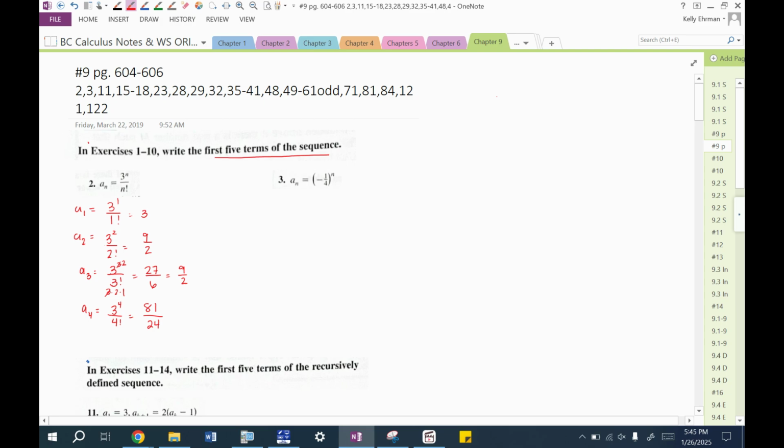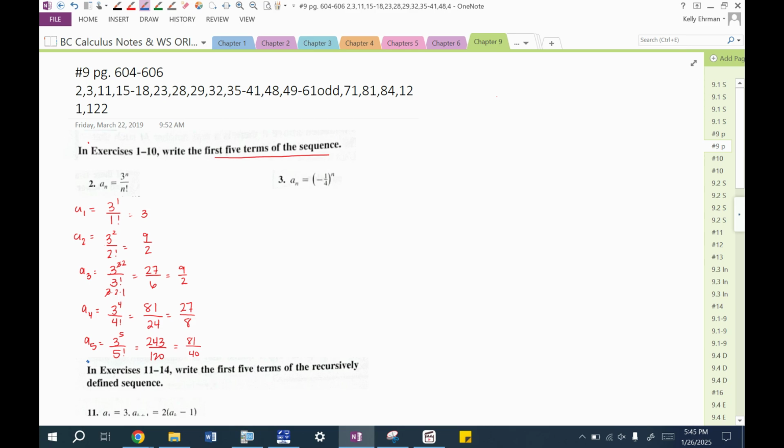4 factorial, so that if 3 factorial is 6, 4 factorial is just 4 times 6, so 24. And let's see, does that reduce? Yes, we can reduce by 3 again. So divide by 3, 27 over 8. And the fifth term would be 3 to the fifth over 5 factorial. 81 times 3 is 3 to the fifth, so that's 243. 5 factorial is 120, or it's 24 times 5. And does this divide by 3? Yes. So divide by 3, 81 over 40. And I don't think that will simplify any further.